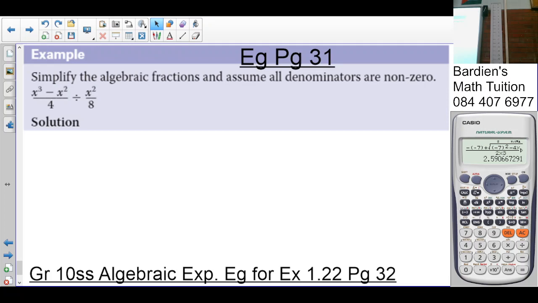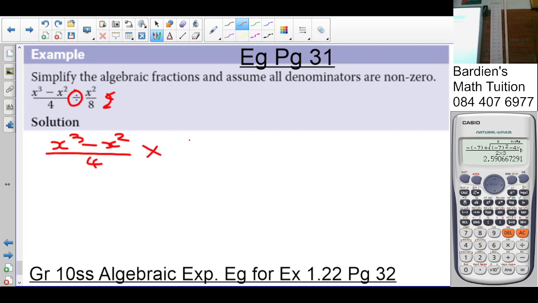Double and times, you say yes. Change the division to multiplication. So it's x cubed minus x squared over 4 times 8 over x. Now what? Common factor of x squared in the numerator. Can you see on top? All right, so let's go common factor.